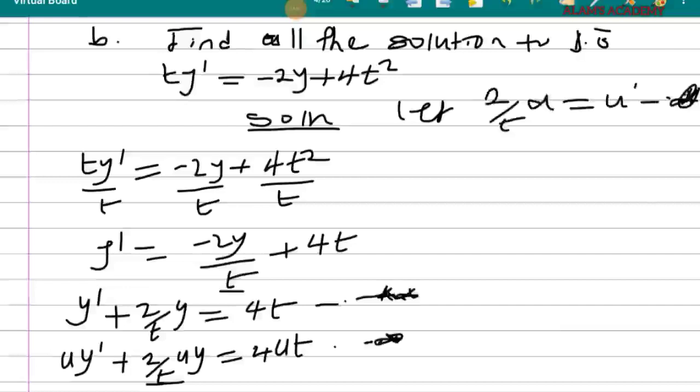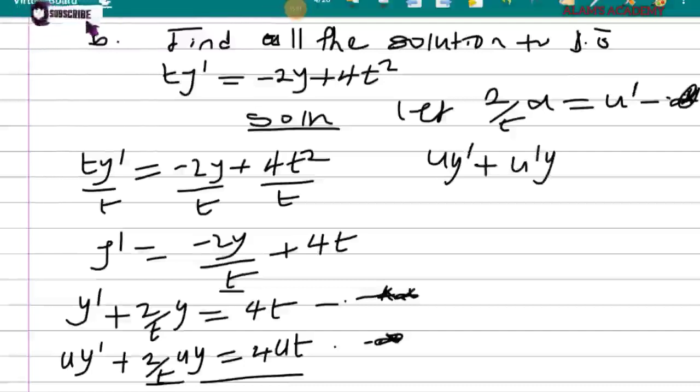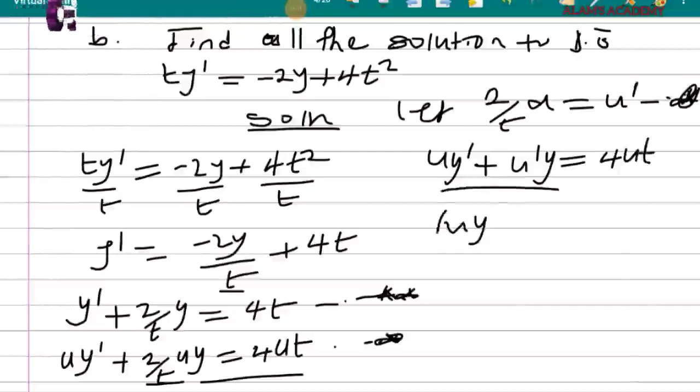So we substitute it inside the previous one, which is this one. So I have uy prime plus u prime y, which is equal to 4ut. Fine. So I can factorize this as (uy)'. So when I expand it using the differentiation, I'll get back my normal thing, which is equal to that.